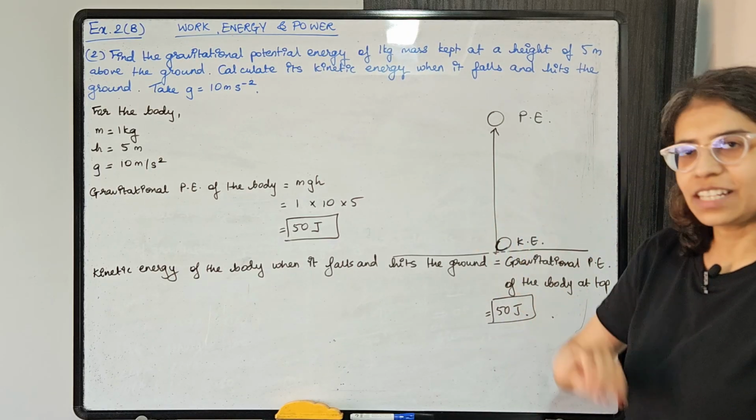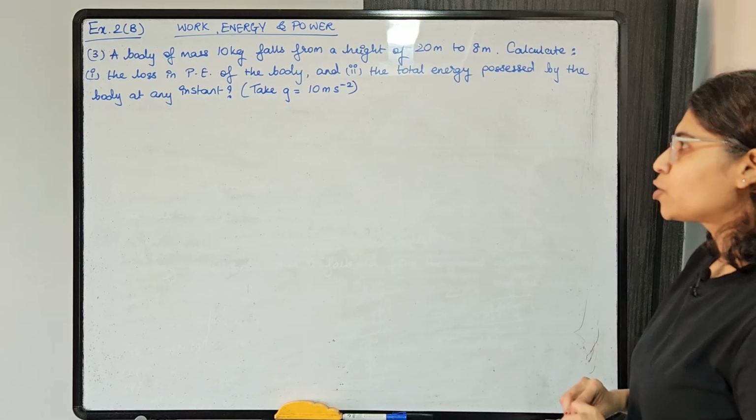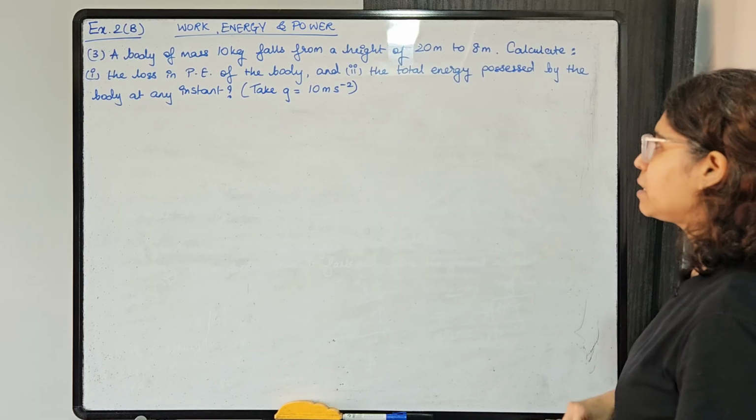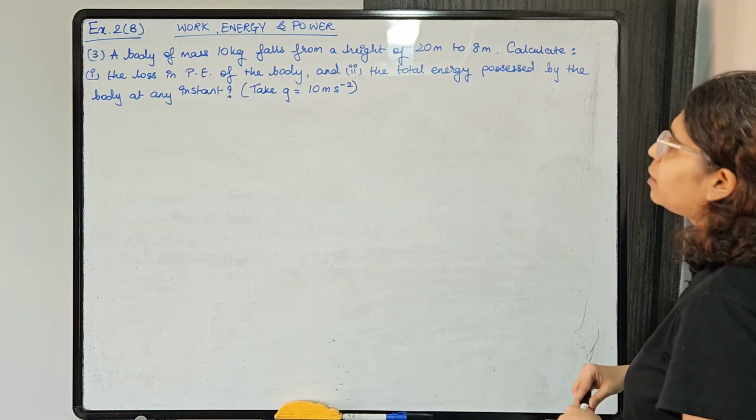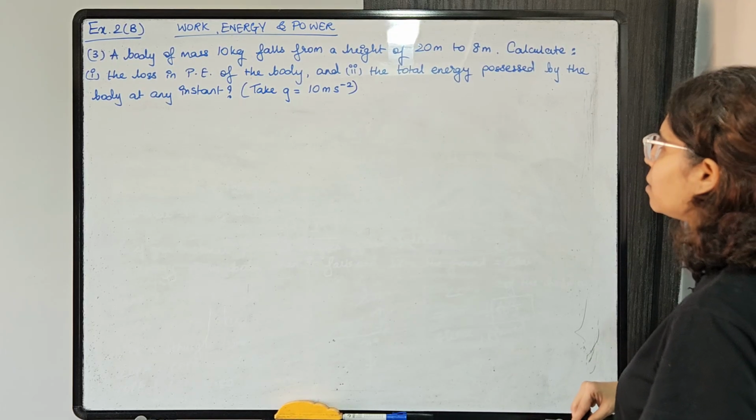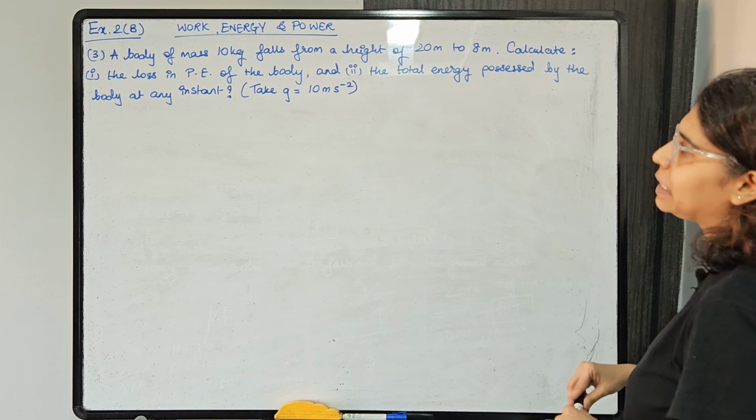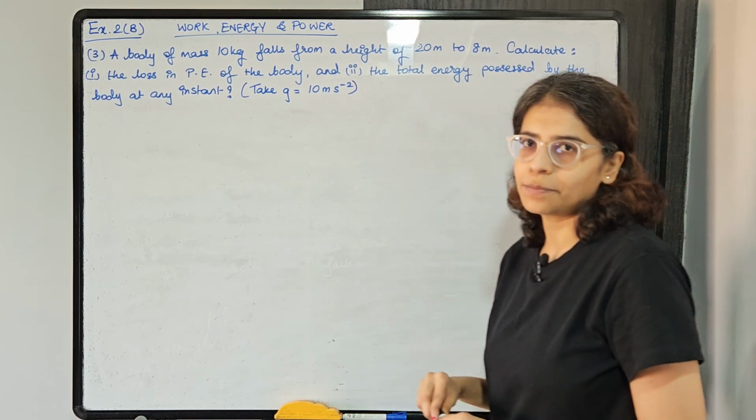Okay, very easy. Next question, question number 3. A body of mass 10 kg falls from a height of 20 meter to 8 meter. Calculate first part, the loss in potential energy of the body, and second part, the total energy possessed by the body at any instant. Take g as 10 meter per square second.